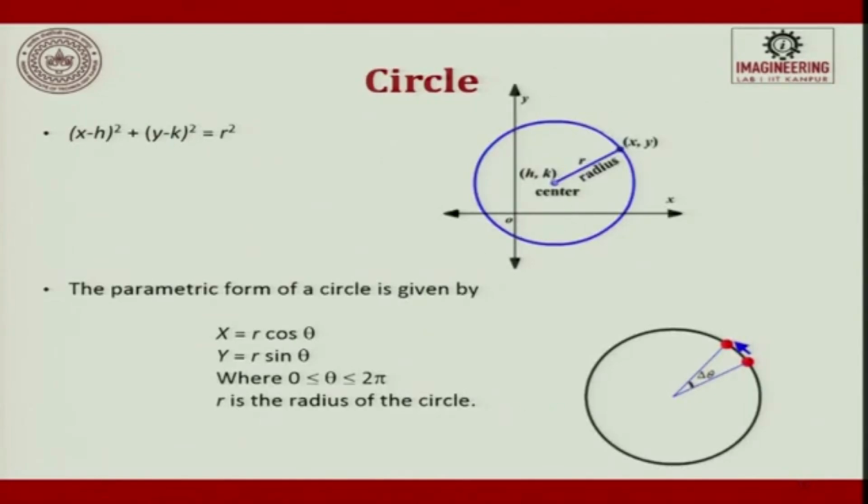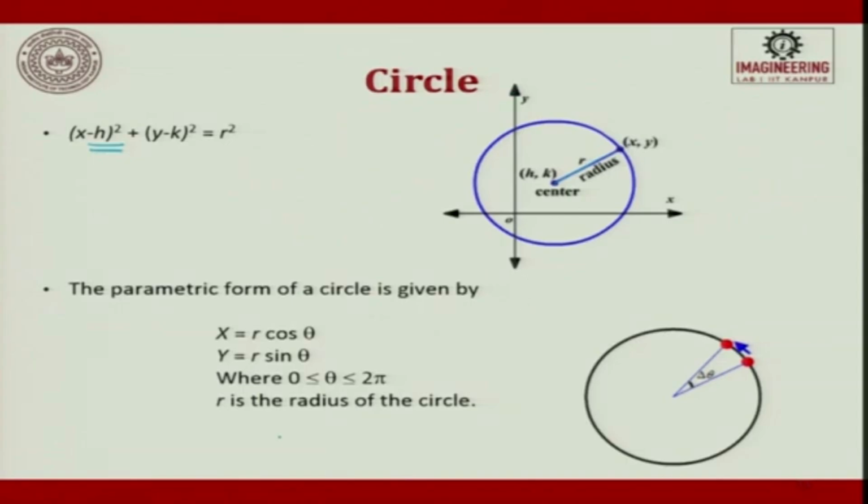A circle has a center and a radius. The center is h comma k and the point on the circumference is x comma y. So it can be expressed by this form: x minus h whole square plus y minus k whole square is equal to r square. This will be the equation of a circle, so that you can try to draw. This is the coordinates in x and this is the coordinates in y.